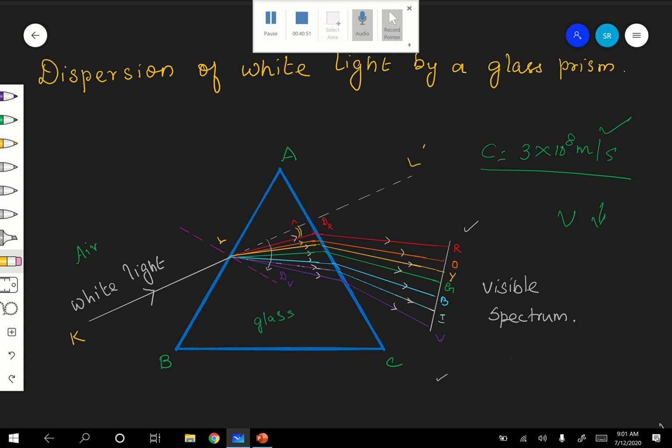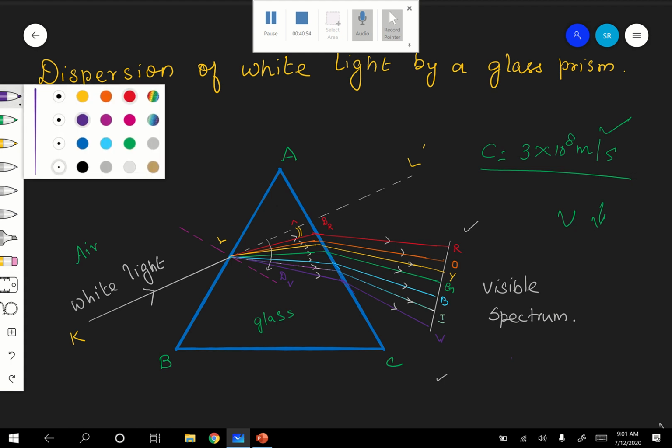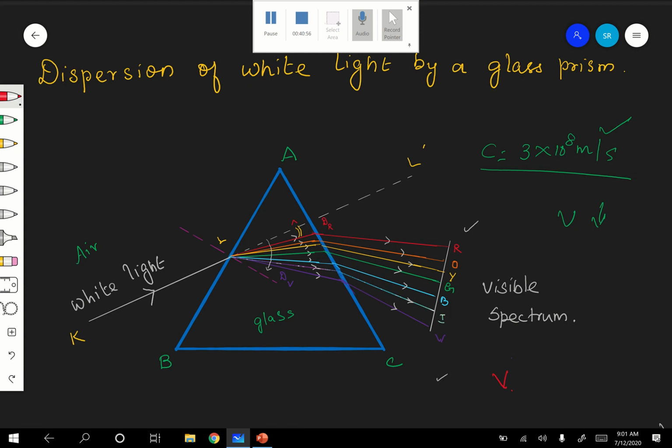Therefore, can you compare now the speed of red light and the speed of violet light? Can you compare? Definitely, because red light suffers minimum decrease in the speed, and violet suffers maximum decrease in the speed. You know now very well this has to be more. Correct? This has to be more.